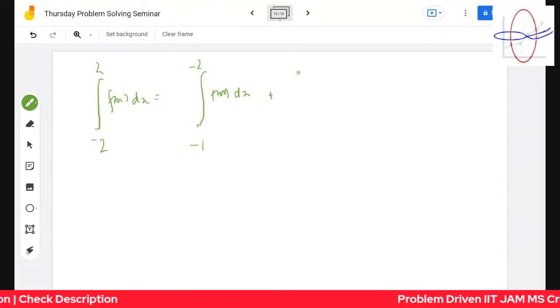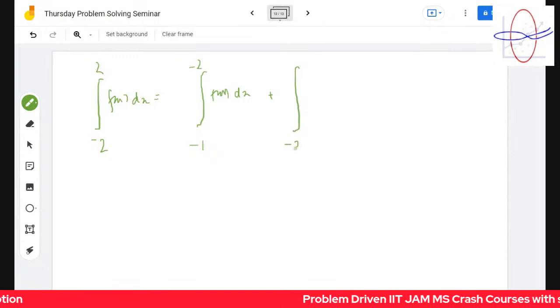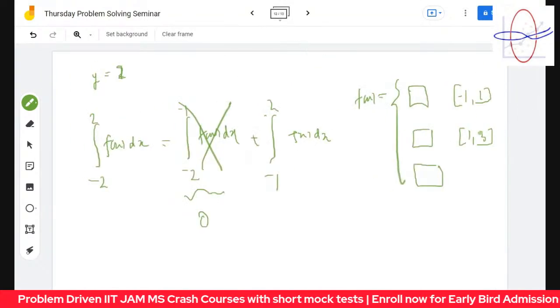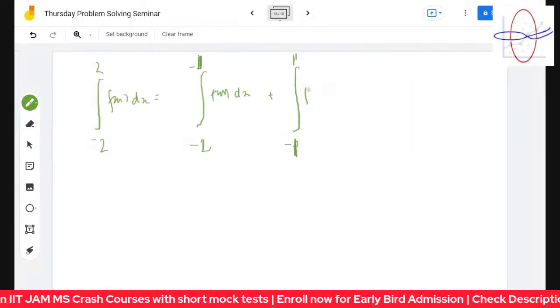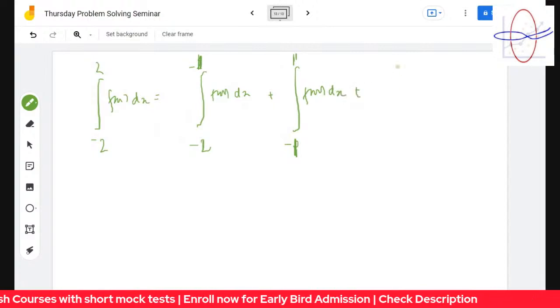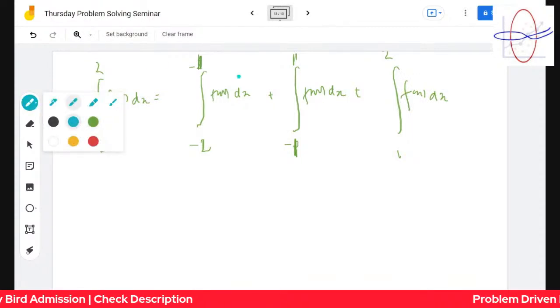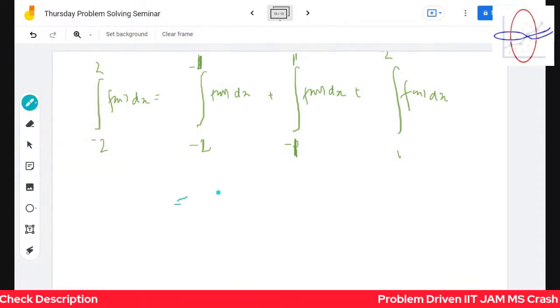This is one part. Another part is minus 1 to 1, where it's defined. Another part is plus 1 to 2 of f(x) dx. We are dividing because f(x) is behaving differently in different places. So here f(x) is 0.